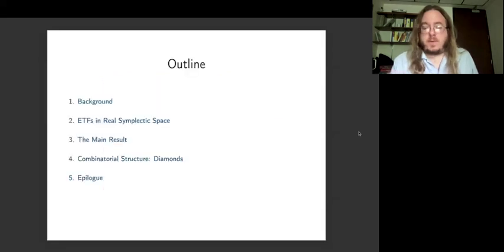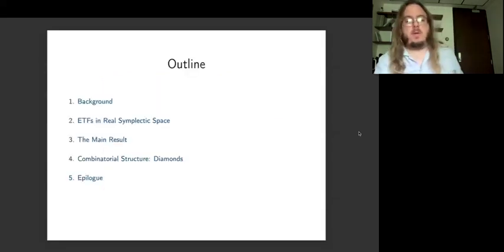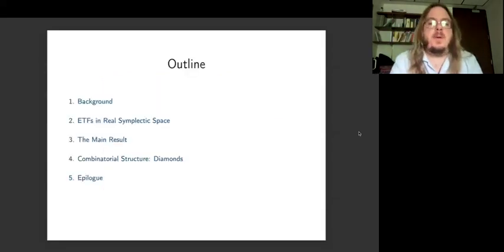So for today, I want to go through an outline quick. We're going to go through some background. I'm going to tell you about some basics about what ETFs are in Zauner's conjecture. And then I'll talk about defining ETFs in real symplectic space, whatever that means. And then I'll detail the main results a little bit more thoroughly, and we'll start to prove it.